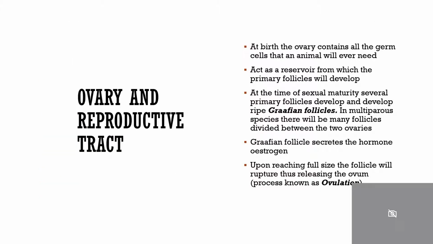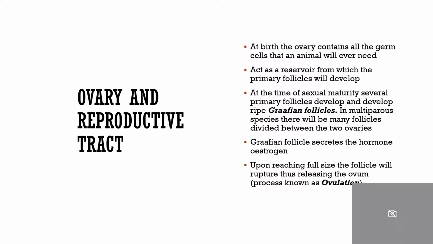The ovary and reproductive tract. At birth, the ovary contains all the germ cells that an animal will ever need. This acts as a reservoir from which the primary follicles will develop. At the time of sexual maturity, several primary follicles develop what we call ripe Graafian follicles.